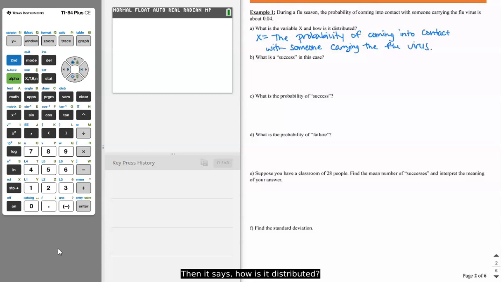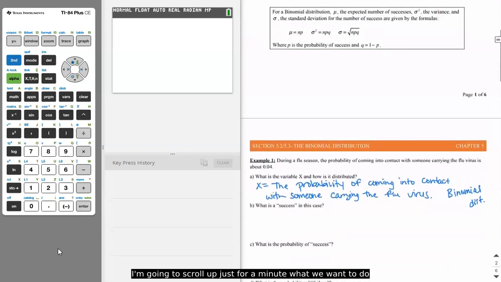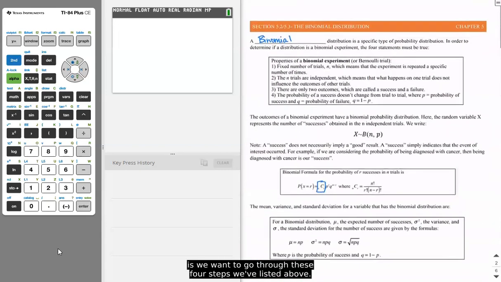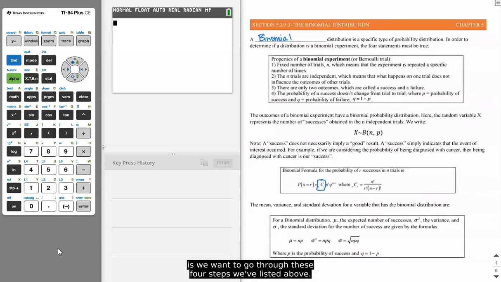All right, so then it says, how is it distributed? It is going to be a binomial distribution, but let's talk about why. So I'm going to scroll up just for a minute. What we want to do is go through these 4 steps we had listed above.